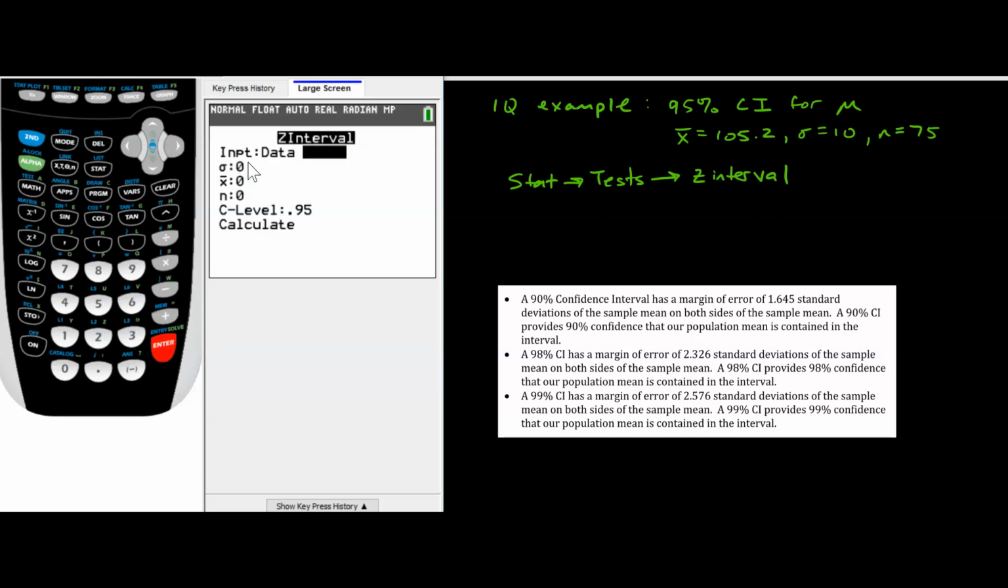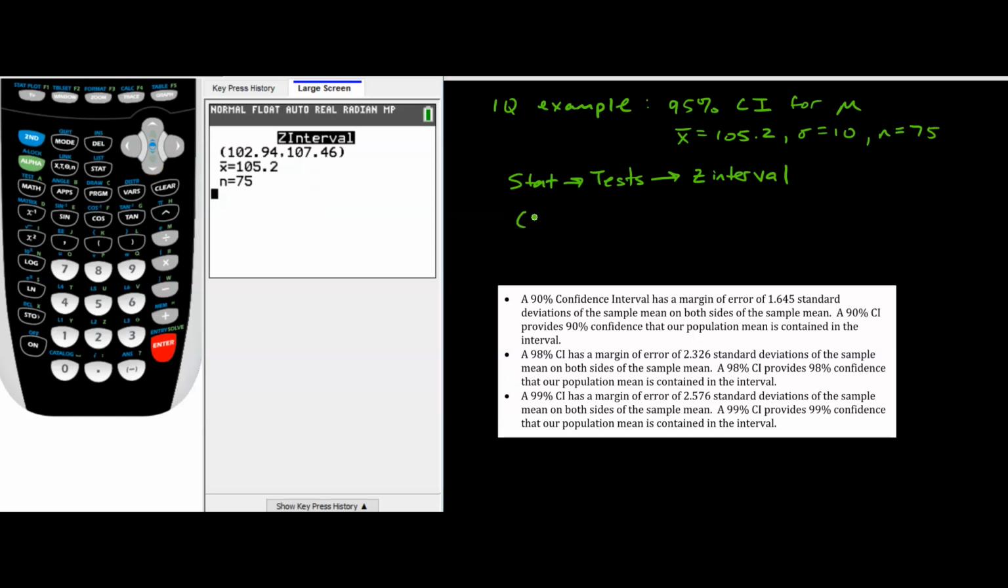And then you can see that we're going to be prompted for the values that we were given in the problem. And so let's go down and enter a sigma of 10. We can enter our x bar of 105.2, and we can enter our sample size of 75. Now the nice thing is with C level, you can either put 0.95 or you can put 95 without the decimal point. It's going to lead you to the same answer. And so I'm going to go down and press calculate, and there you go. That's exactly what we got before.